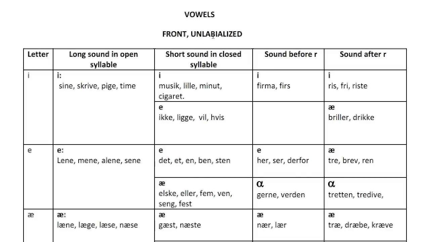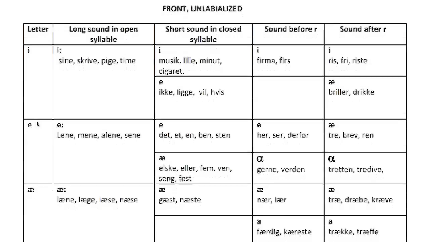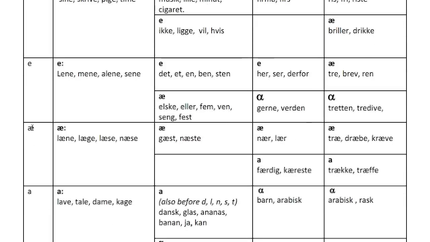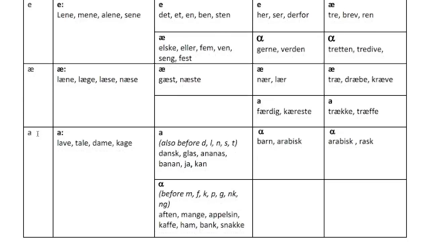So front means that you should put your tongue forward, so that the main part of your tongue should be forward in your mouth cavity. And unlabialized means that you should not put your lips forward, only tongue, and your lips should be stretched to your ears actually. So we'll start with the first four letters: I, E, E, A.